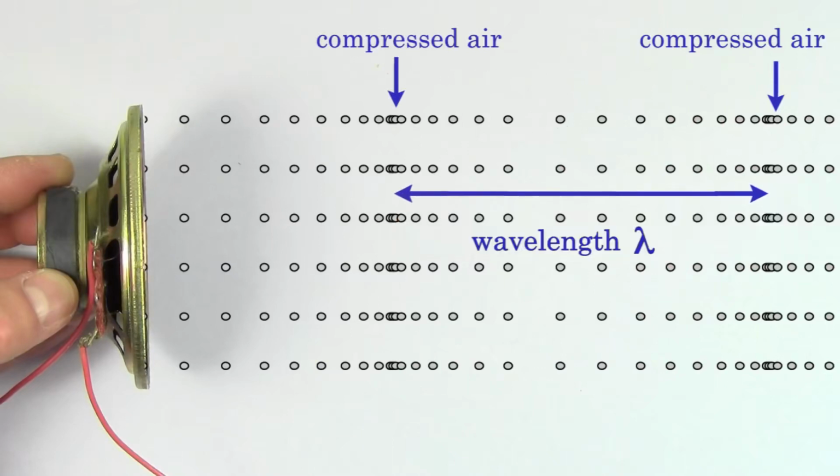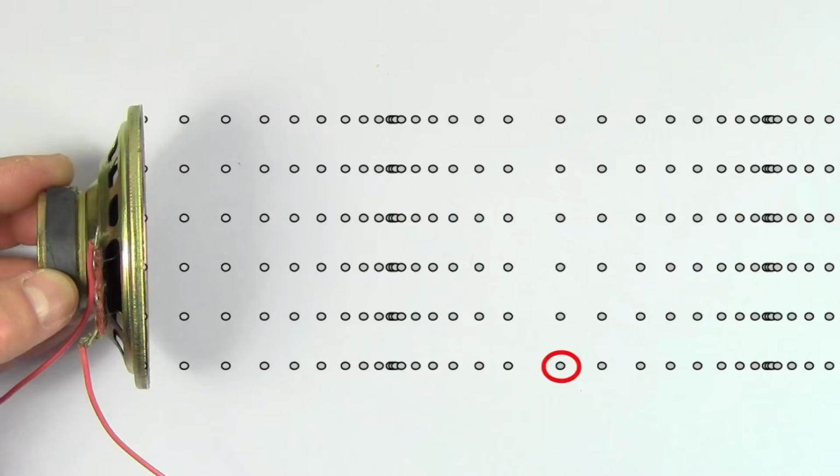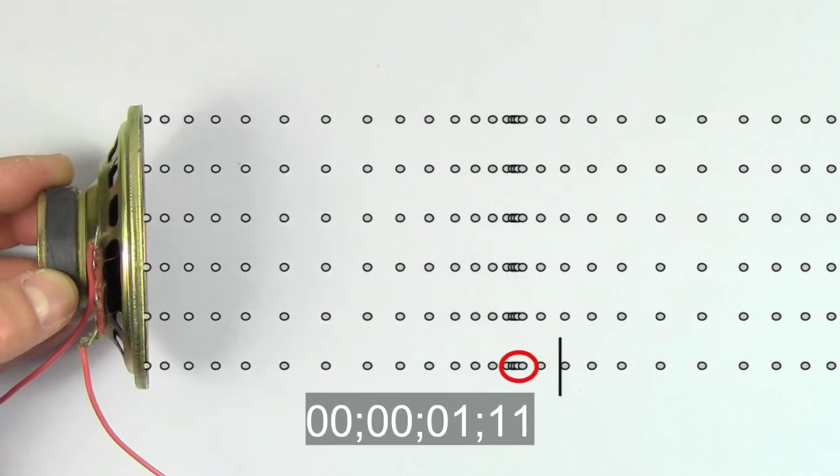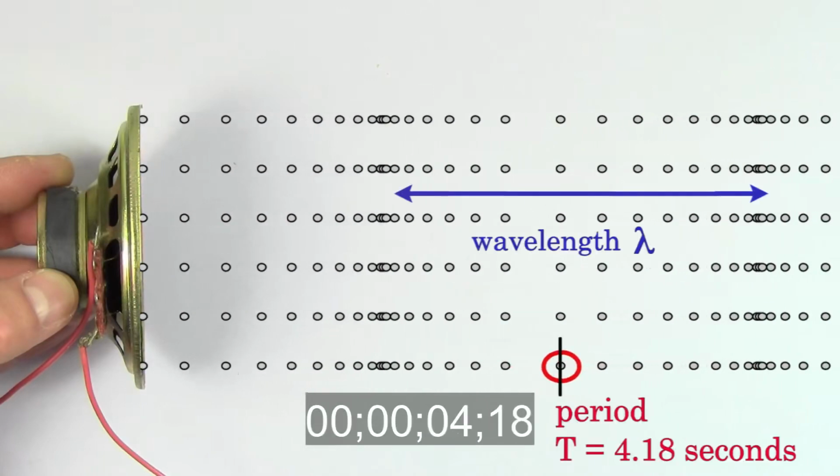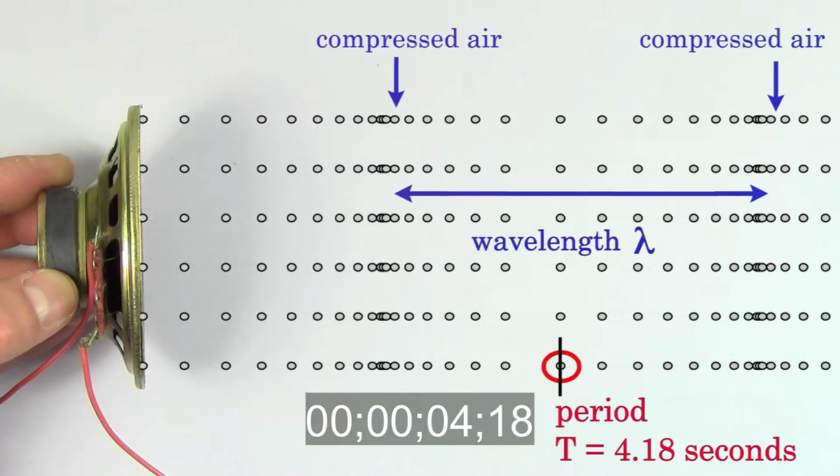Be careful, people get wavelength and period mixed up all the time. The period of a sound wave is the time it takes for an air molecule to oscillate back and forth one time. The wavelength of a sound wave is the distance between two compressed regions of air. People get these mixed up because there's an alternate way to create a graph of this sound wave.